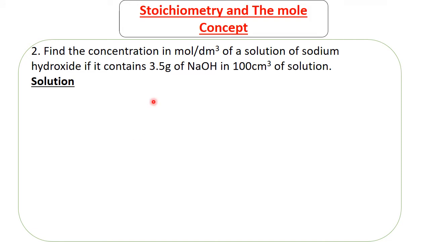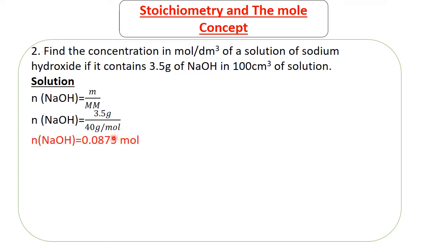So let's start with changing the mass to moles. The number of moles of sodium hydroxide is equal to mass over molar mass. Mass is 3.5 grams, molar mass is 40 grams per mole. When we divide, we get 0.0875 moles of sodium hydroxide. Next, this volume has to be converted to decimeter cubed.